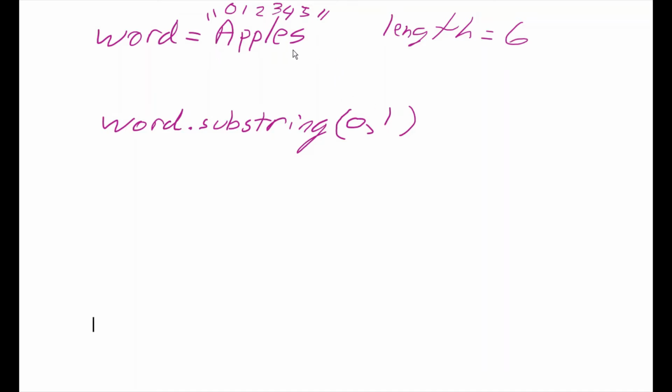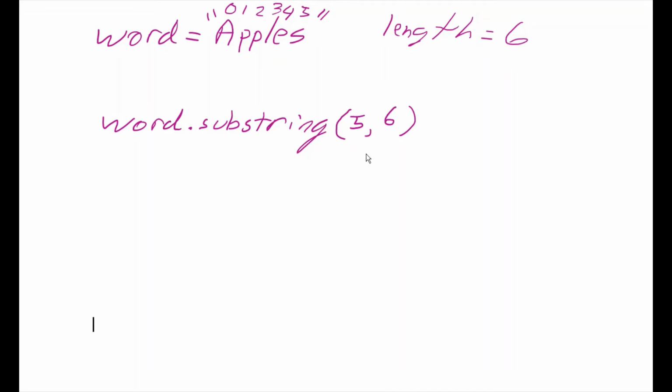How do I get the last letter of the word? Well, in this case, it's S. So the last letter of the word in this example would be the letter starting at position 5. Oops, I keep forgetting to click the pen there. Starting at position 5 up to, but not including position 6. Remember, position 6 is past the end.